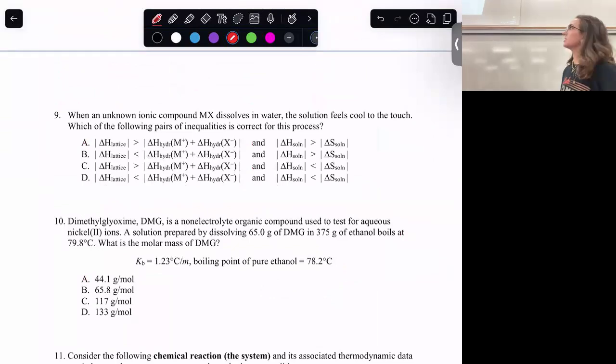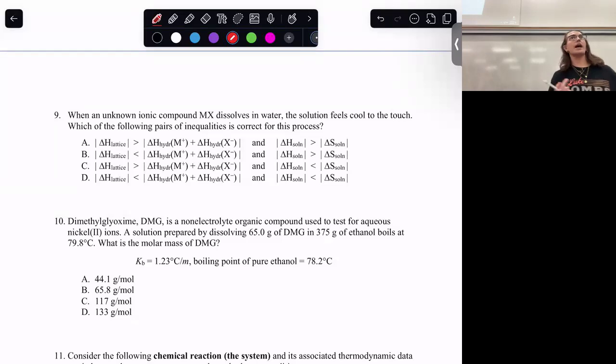Right, so for question 9, we said that an unknown ionic compound MX dissolves in water and the solution feels cool to the touch. Which of the following pairs of inequalities is correct for this process? Think back to our quiz question we just did. It was warm to the touch. Now this one is cool to the touch. So which one do we know is going to require or release more energy here? Which one's stronger, the lattice or the hydration?